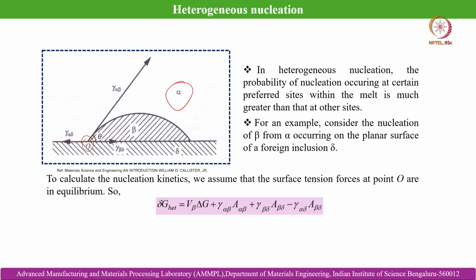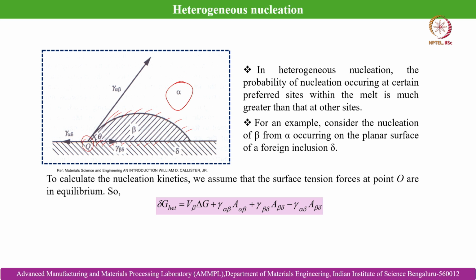Here this is the product particle beta. The volumetric free energy change is V beta into delta G, where V beta is the volume of the particle, plus gamma alpha beta, the surface energy of the alpha beta surface, into the surface area A alpha beta, plus this surface area, that is the beta gamma, so A beta gamma into surface energy gamma beta gamma.